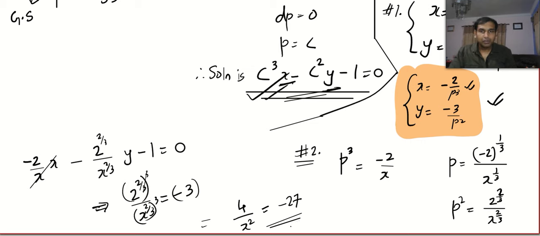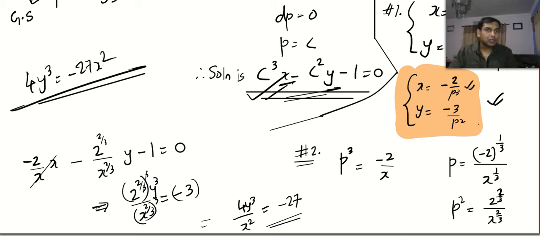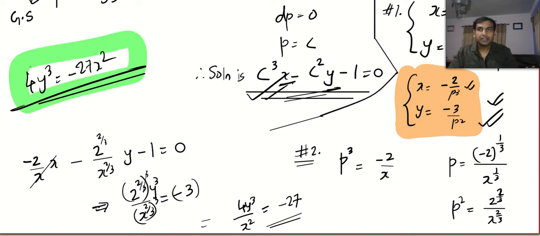This equation looks really good. I left one y here, so we can multiply by y. So we end up with, so there should be cube. So we end up with 4y cube equal to minus 27 x square. So if you want, you can write the solution like this or like this. Let's go for another question.